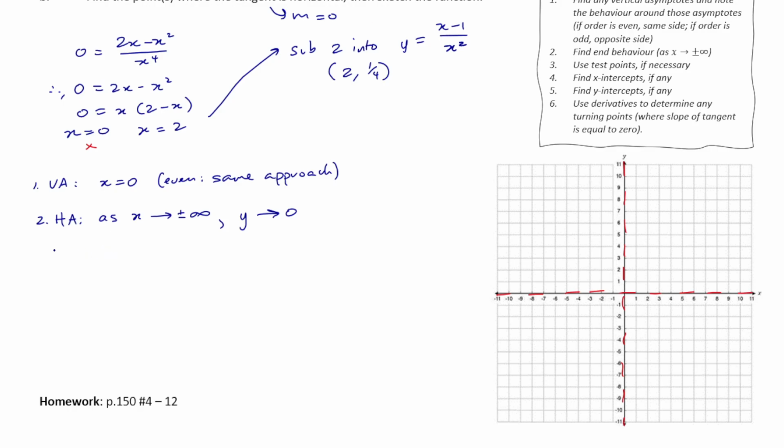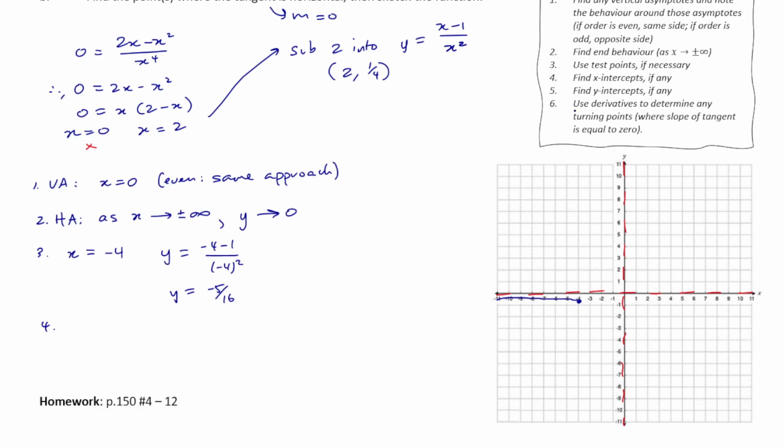Okay, 3, use a test point if necessary. So I'm just going to pick x is equal to negative 4. If x is equal to negative 4, I'll put that into my equation: y is equal to negative 4 minus 1 all over negative 4 squared. So therefore y is equal to negative 5 over 16. Okay, so I have a test point right here, negative 4, which means this function is going to go towards 0 from the bottom right there.